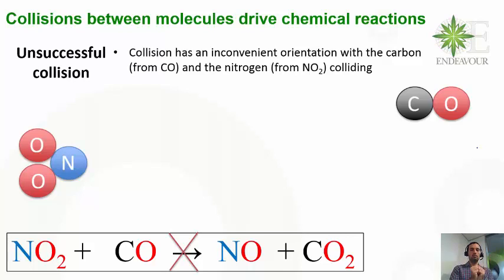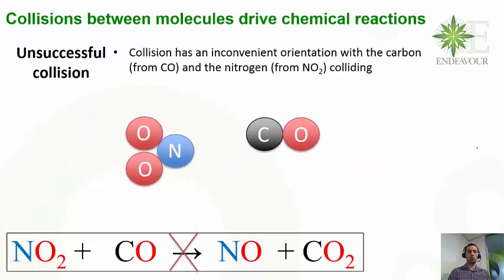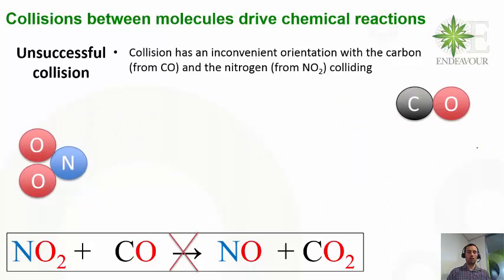So that instead of the reaction proceeding, the reactants just bounce off each other. So you can see, even though they approach quickly, they are bouncing off each other because it's an inconvenient orientation, which makes it an unsuccessful collision. So essentially, the wrong atoms are colliding, meaning that the chemical reaction cannot begin.